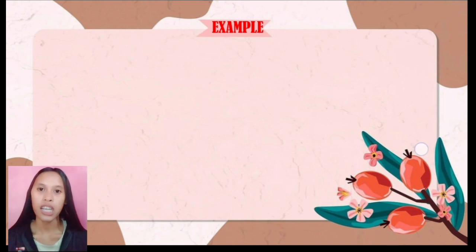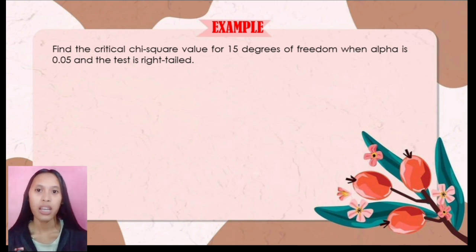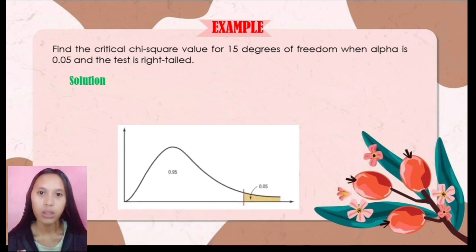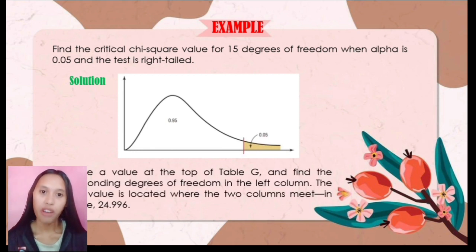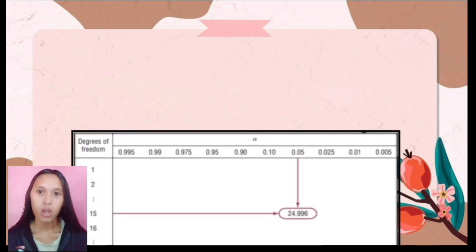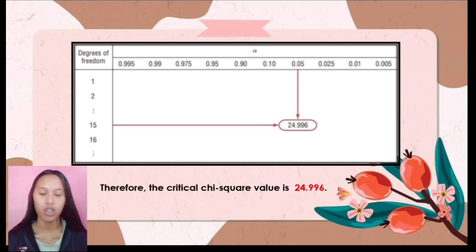Find the critical chi-square value for 15 degrees of freedom when alpha is 0.05 and the test is in the right tail. The distribution is shown in the graph. Find the alpha value at the top of the table and find the corresponding degrees of freedom in the left column. The critical value is located where the two columns meet, in this case, 24.996, as you can see in the picture above.